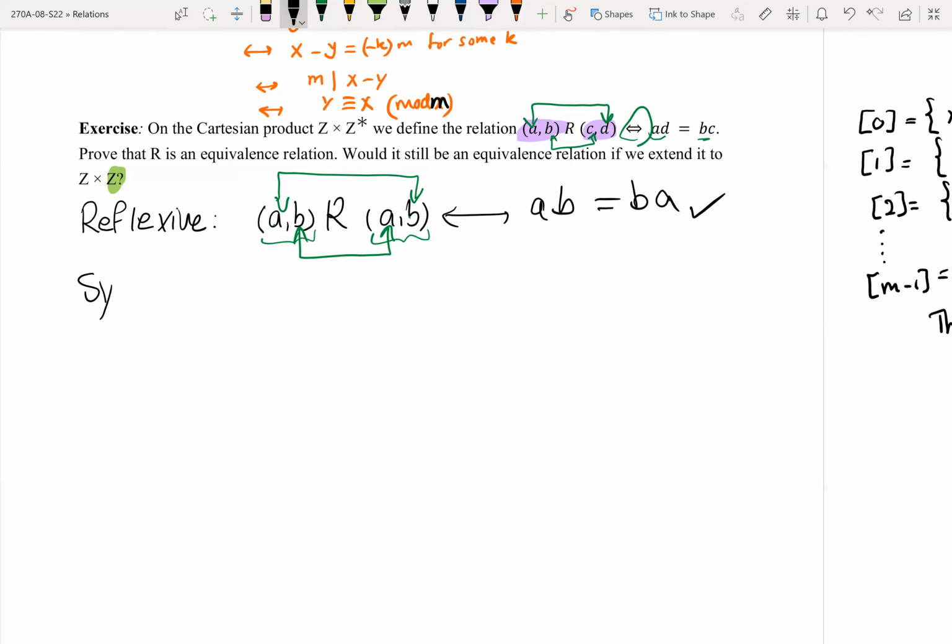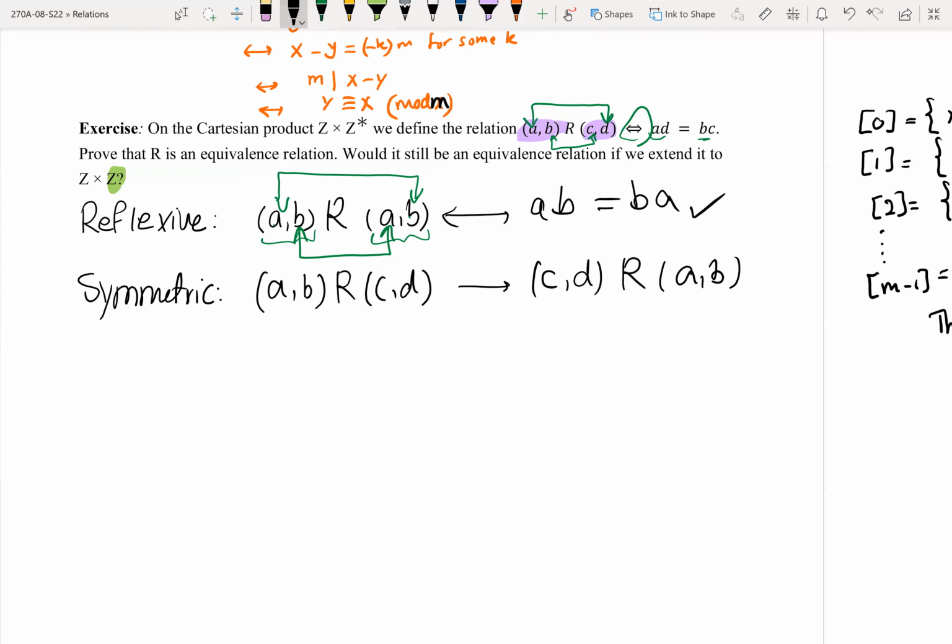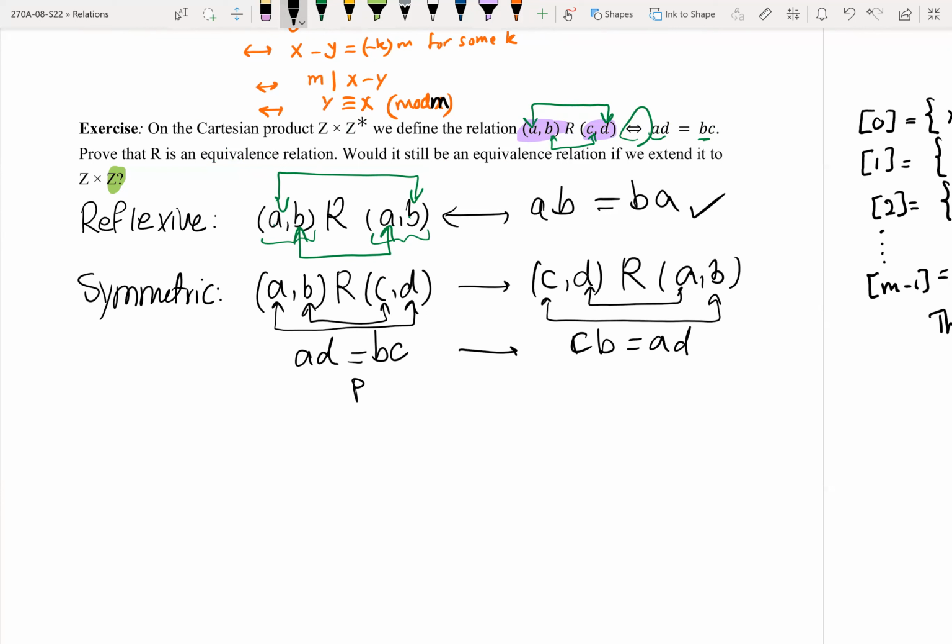And symmetric. If your AB is related to CD, you have to show CD is also related to AB. The first one is related if A times D equals B times C. The second one is related if C times B equals A times D. If you have this one, you can conclude this one because they are the same. That works, right?